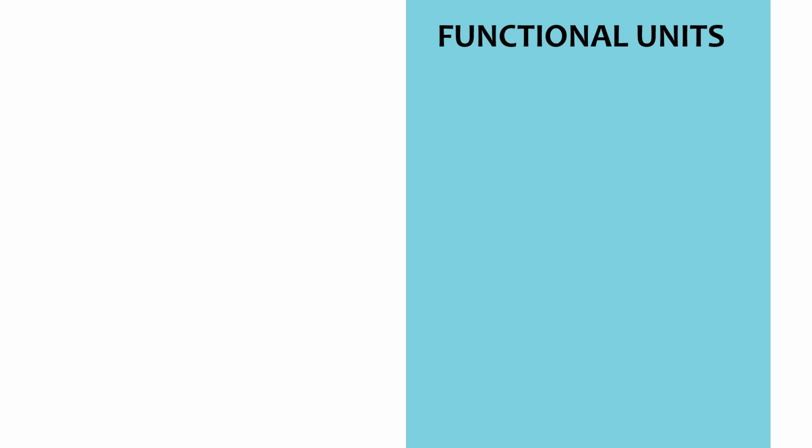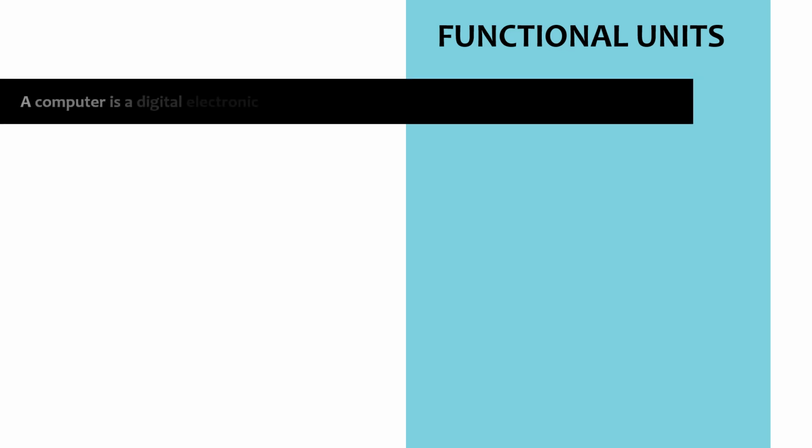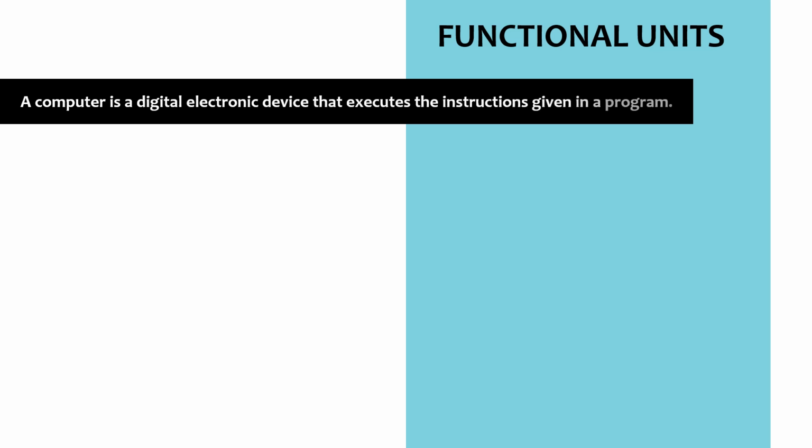Okay, so let's start with the functional units. Before we start with the functional units, we should know what is the meaning of computer and how we can define the term computer. So a computer is a digital electronic device that executes the instructions given in a program. Simple. But let's elaborate this definition.